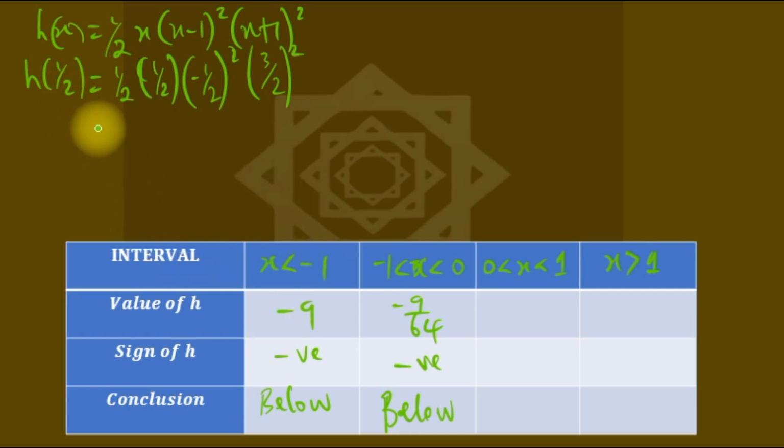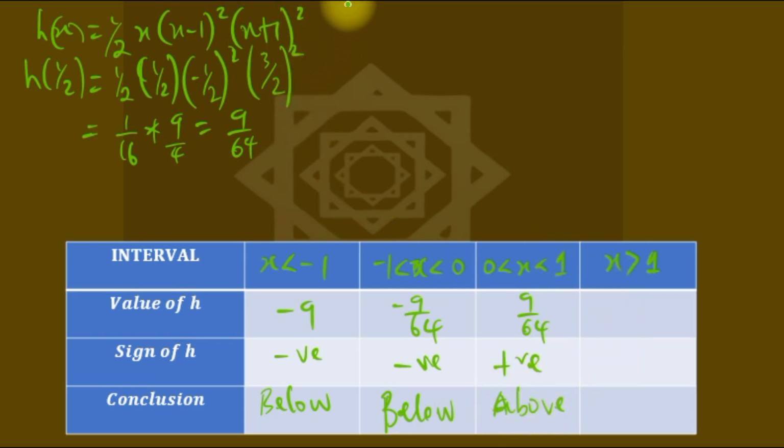So this is 2 times 2, 4 times 2, which is 16. So I have 1/16 times 9/4, which gives 9/64. So this is positive, and we have 9/64, and it's above the axis since it's positive.